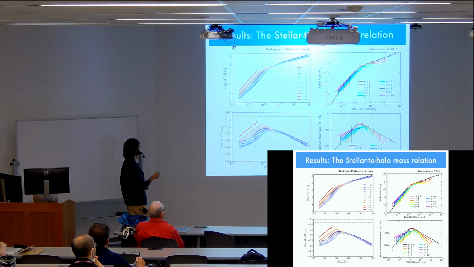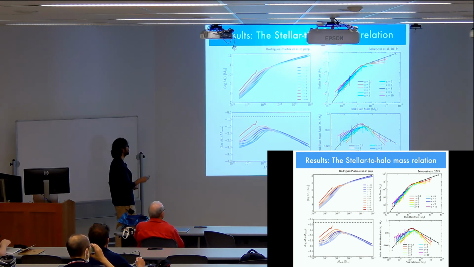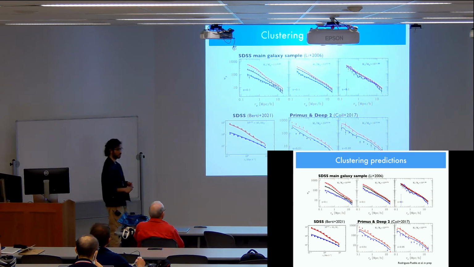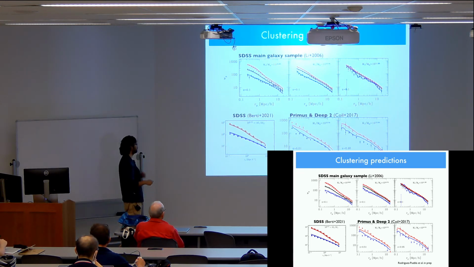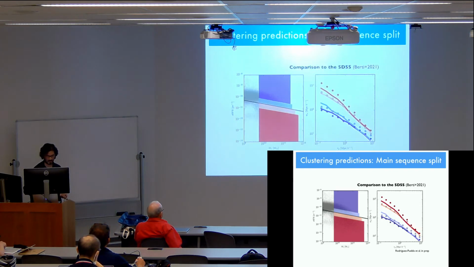Here we are plotting the stellar to halo mass relation. We are comparing to UniverseMachine by Peter Behroozi. We see very good consistency between our models. Perhaps our model is predicting that galaxies are more massive for a given halo mass at high redshifts. We also predict the clustering when we divide into star-forming and quiescent galaxies for redshift 0. This is also for redshift 0.5 and redshift 1. So we see that there is a good consistency.